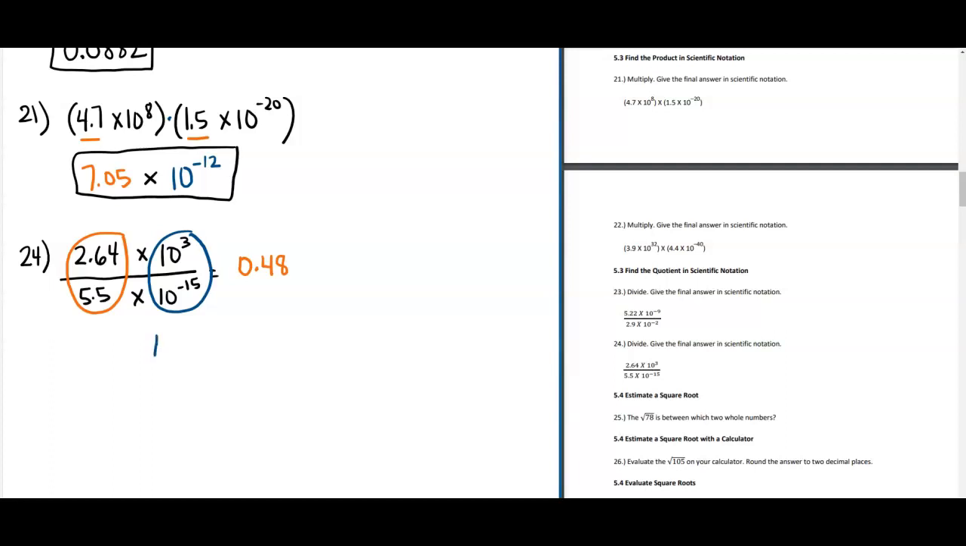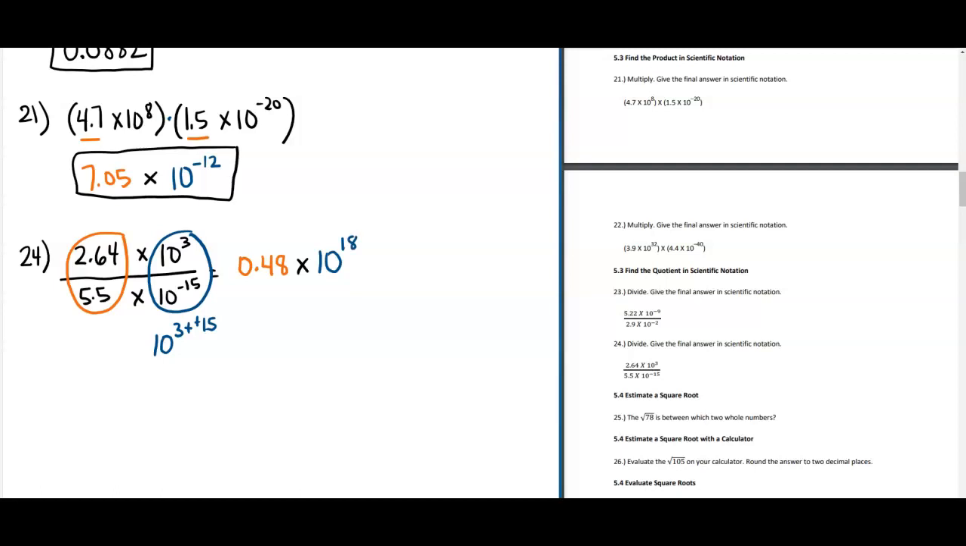So I'm going to do a little work down here. So this is really saying 10 to the 3 minus the negative 15th power. Right? So when you're minusing a negative, you're really adding those together. So that would be times 10 to the 18th power. Okay.